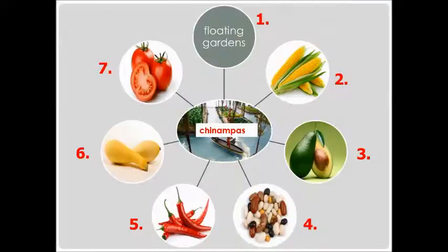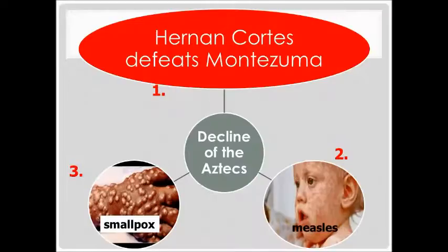So in these floating gardens called the chinampas, what are some things they would have grown? So number two, they would have grown corn in these floating gardens, the chinampas. Number three, avocados. They probably loved guacamole. Number four, different types of beans. Number five, chili peppers. Number six, squash. And finally, number seven, tomatoes. And all these were grown in their floating gardens called chinampas.